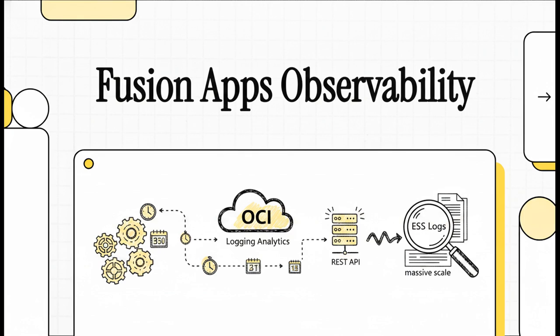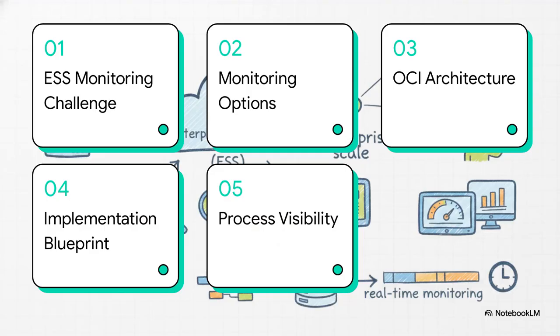We're going to explore exactly how you can effortlessly monitor your Enterprise Scheduler Service, or ESS, logs at an absolute massive scale. And we're doing this by leveraging OCI logging analytics alongside a REST API ingestion method. Seriously, if you're tired of kind of flying blind with your scheduled processes, you are in exactly the right place. Okay, let's dive into this.